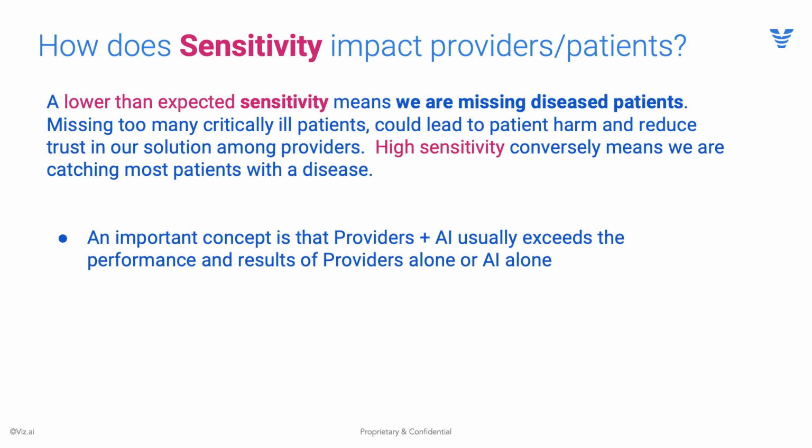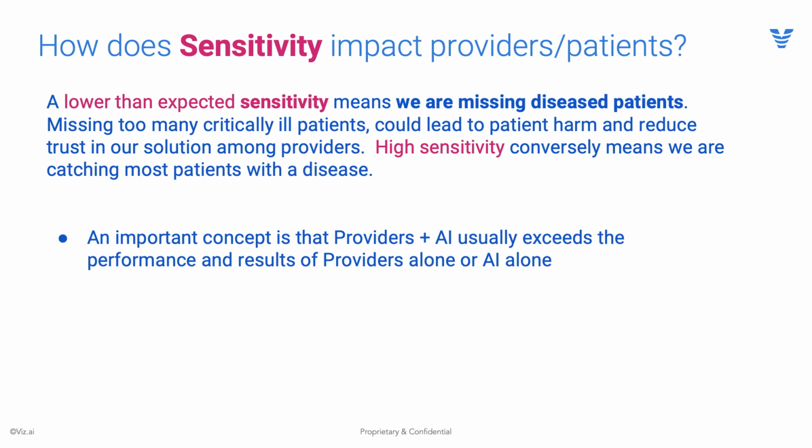What does this mean? How does it impact patients and providers? Well, a lower than expected sensitivity means we're missing patients. So if we had a number here that was sensitivity of 20% and we're missing 80% of the patients, the likelihood of anyone ever thinking that there was utility to our product is actually pretty low, right? Especially if we're far below the sensitivity of a provider that's looking at the same imaging. High sensitivity, conversely, means we're catching most of the patients with the disease. So if we had a sensitivity of 96%, for instance, we're catching 96 out of 100 patients that have that disease. That would be a very high value.